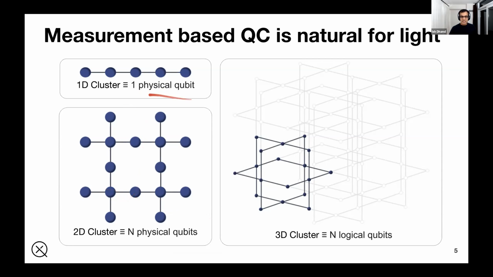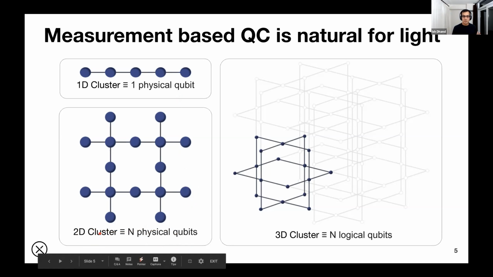If you want to perform computation on one effective physical qubit, then you generate a 1D cluster and then perform measurements sequentially on the cluster. And eventually you are able to implement gates on this one physical qubit. You take many of these 1D clusters together and stitch them across each other, and then you get a 2D cluster, which effectively acts as n physical qubits. So a 2D cluster is universal for measurement-based quantum computing.